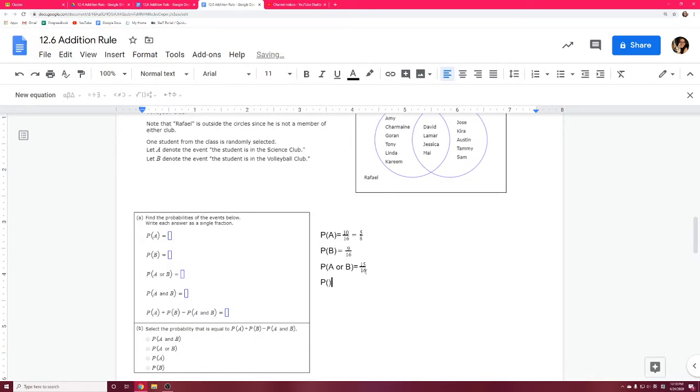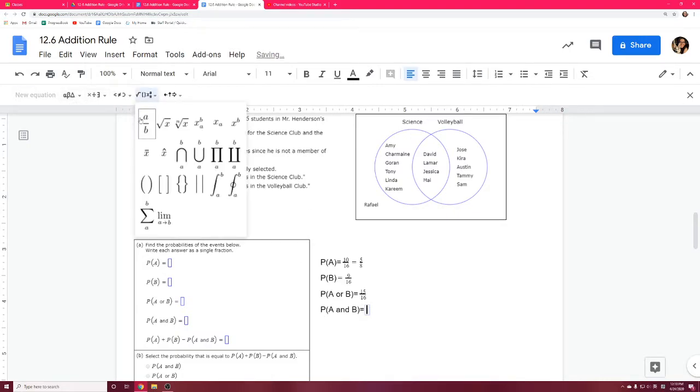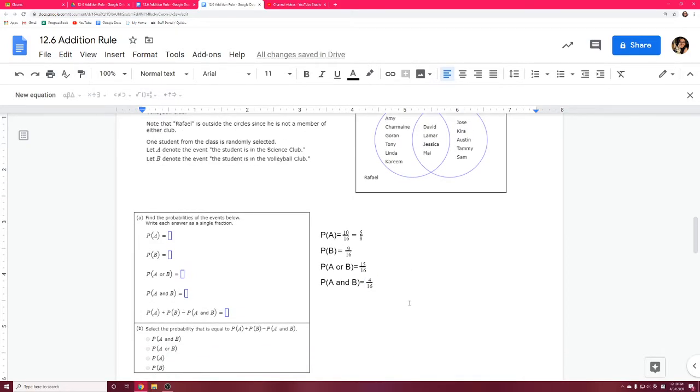And the next one is A and B. So what's the difference between these two? If I say volleyball club or science club, it means students can join just one club and still be included in our set. But for "and," they have to be involved in both clubs. So where we find that situation is in the middle. Those 4 kids are in the science club and the volleyball club. So on the top we'll have my 4 kids, and on the bottom we'll have my total number, which is 16. That is the "and" situation.